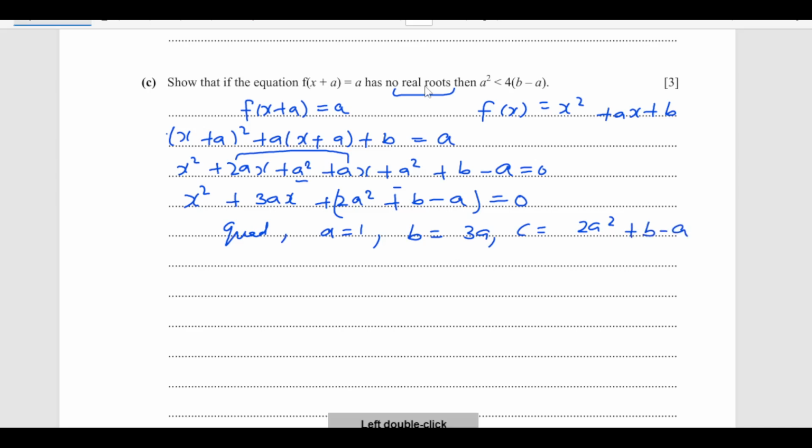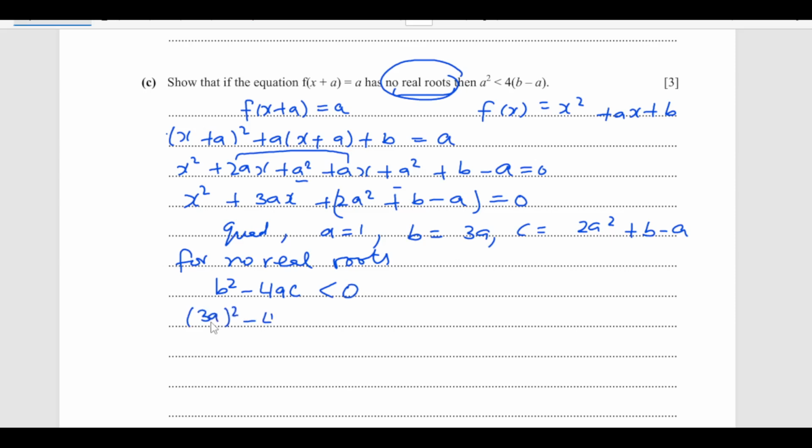Now, we are given that this equation has no real roots. So, for no real roots, b^2 - 4ac is less than 0, right? The discriminant should be less than 0. So, b is 3a, squared, minus 4, a is 1, and c is 2a^2 + b - a, is less than 0. So, this is 9a^2 minus 4 times (2a^2 + b - a) is less than 0.